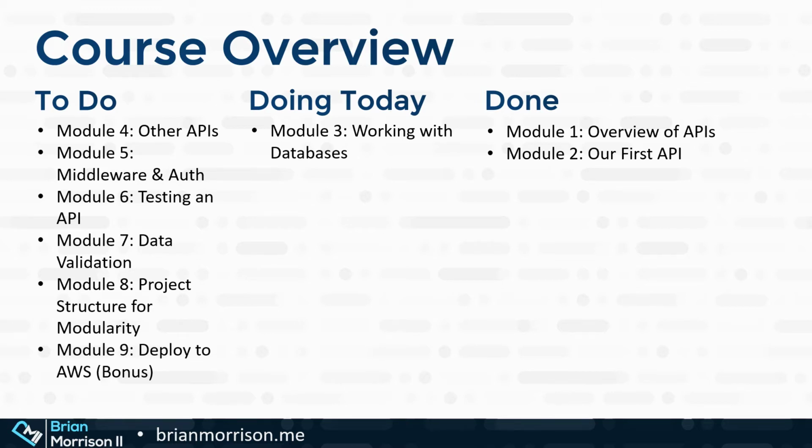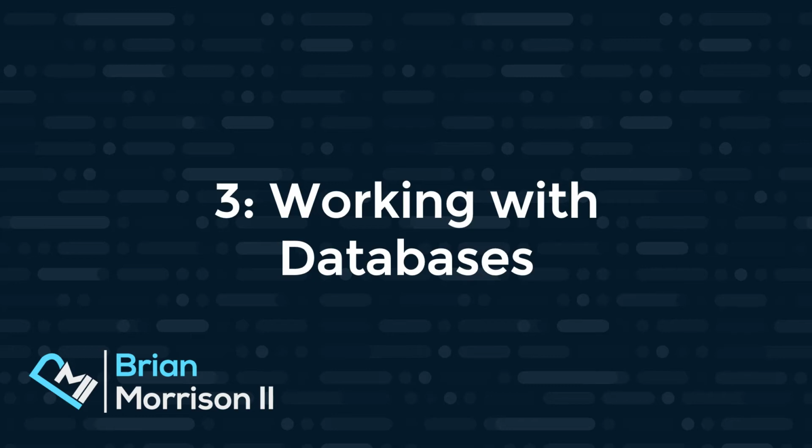Module 3 was actually originally testing an API. It's been kicked off to Module 6 because as I'm writing this code, it makes more sense to go that direction, so I've restructured this course a little bit. Then we'll get into data validation, restructuring a project for modularity, and then our last thing, which I have linked as a bonus, is deploying the API to AWS using API Gateway, Lambda, and potentially AWS Cognito if we get around to doing that. And with that, let's get to the beginning of our Module 3, working with databases.